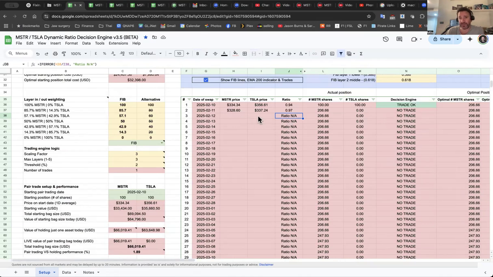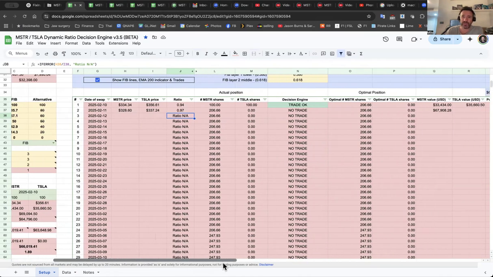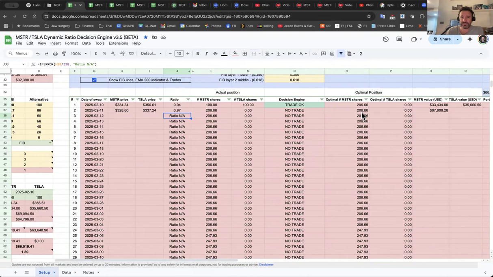And when you do that, the decision engine will look at that and say whether or not it thinks you should trade. Then you can decide whether or not you want to actually do the trade. So what it's saying here is right now you shouldn't trade, but let's say right now you do want a bit of Tesla. What you can do is for today, which is the 12th, you can say, okay, I want to have 150.